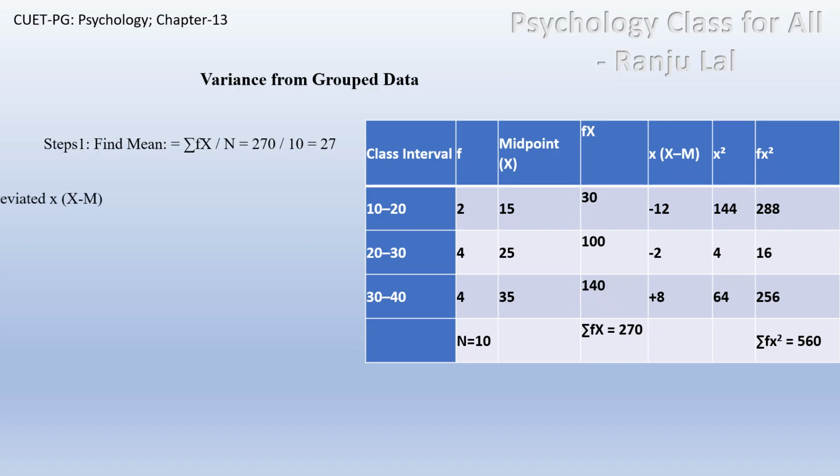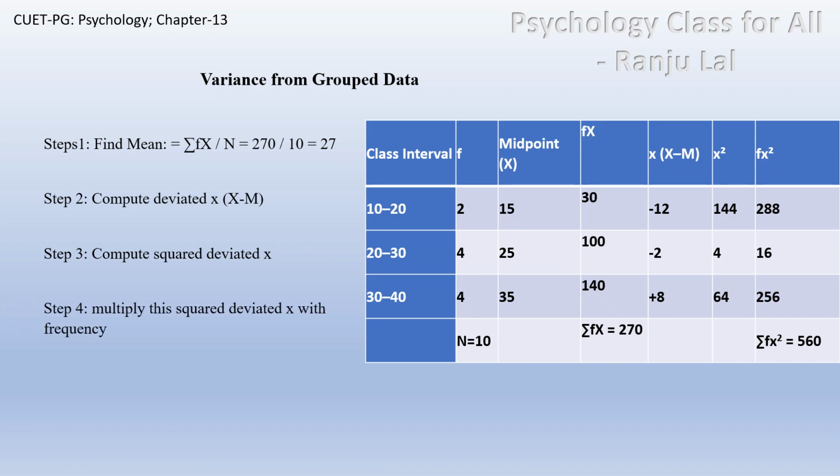Then the second step is to compute deviation. We have already done this by subtracting the mean from the midpoint. Then step 3 would be to compute squared deviated x, and step 4 is to multiply this squared deviated x with frequency, that is in the next column, and then calculate variance. The formula for group data is summation f deviated x squared divided by n, and the answer is 56.